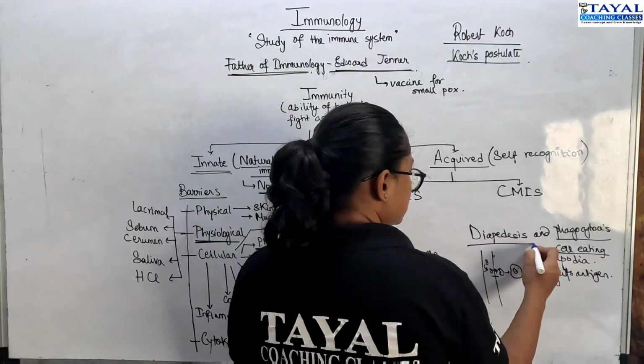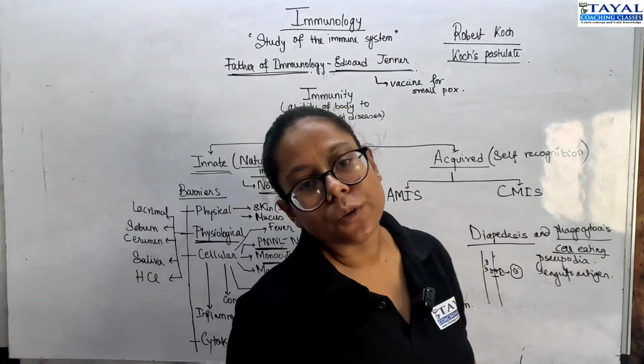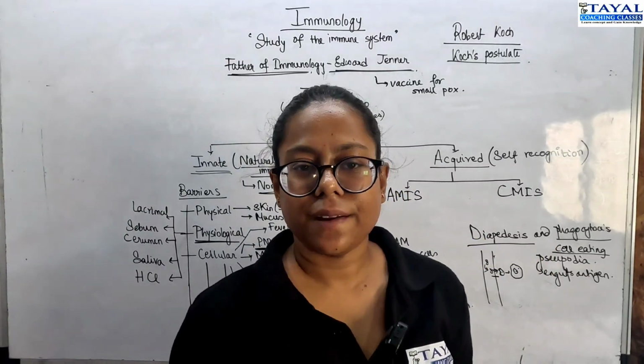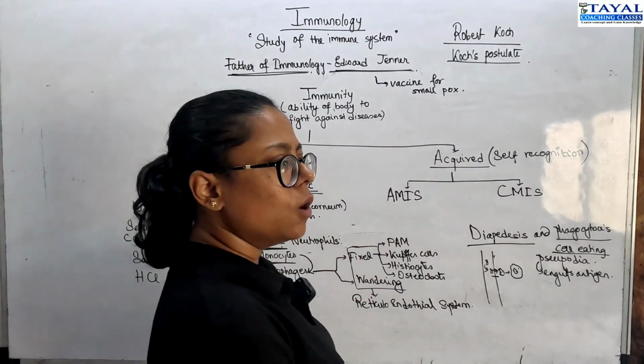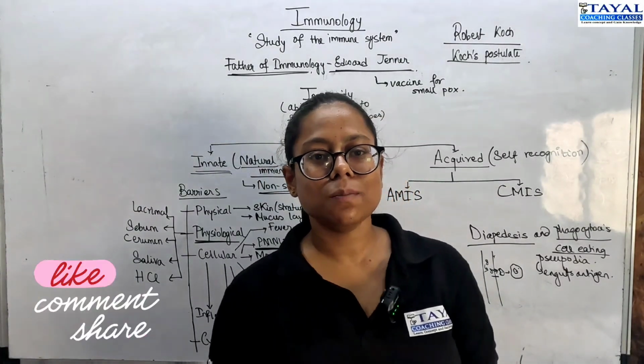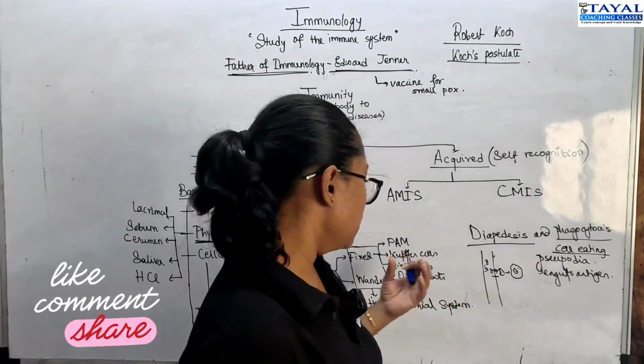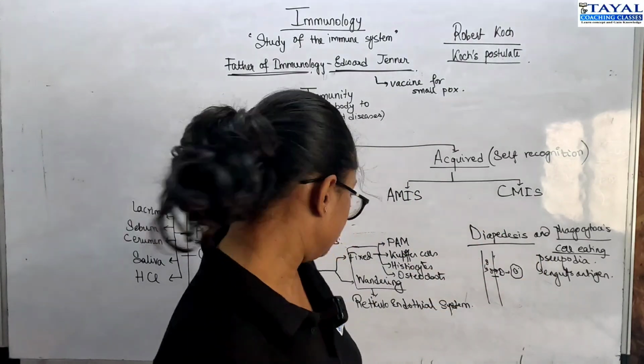Okay, diapedesis means to leak out or squeeze out of the endothelium, right? So most of these cells will work in this function. What are they going to do? They are going to simply phagocytose the available antigen.